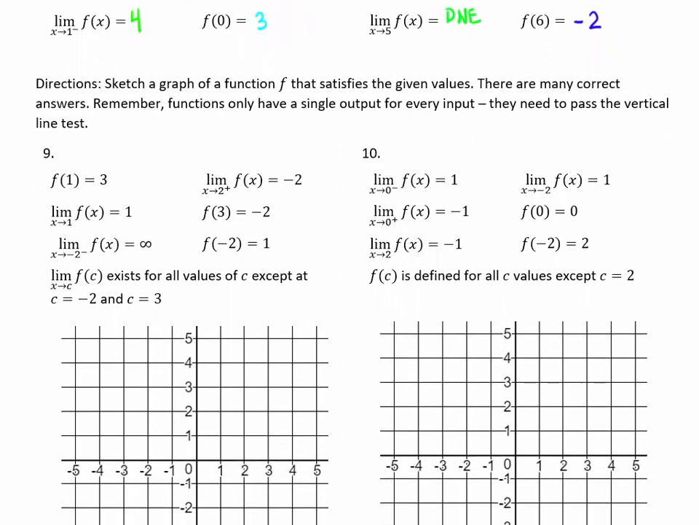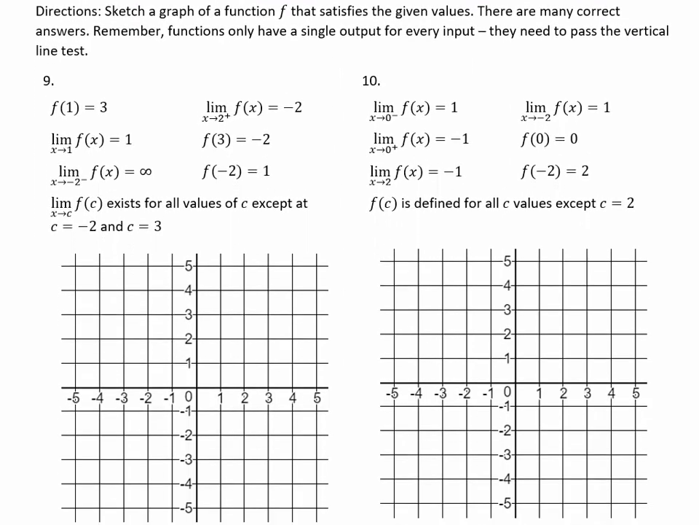All right, question number 9 and 10. This is direction. Sketch a graph of a function f that satisfies the given values. There are many correct answers. Remember, functions only have a single output for every input, or in other words, they need to pass the vertical line test. So here are 7 things that have to be true for our graph. We're just going to draw a picture of what this could look like.